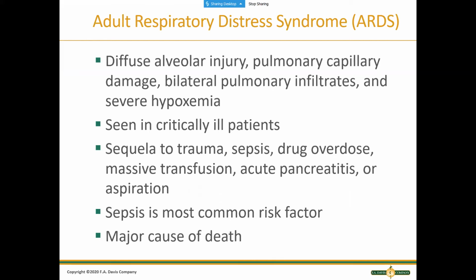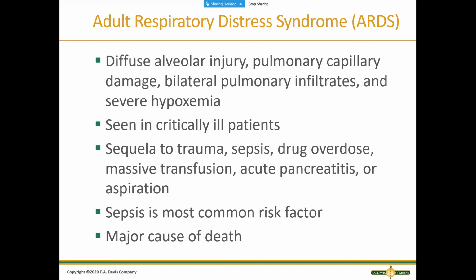It is seen in critically ill patients. So if you go visit any ICU in town, pretty much every single patient in that ICU will have this diagnosis. They'll have tons of other diagnoses as well, but for the most part, you land in the ICU because you have ARDS. ARDS means an oxygenation problem, and we're going to have to get on top of that. It might mean a ventilator, it might mean ECMO.